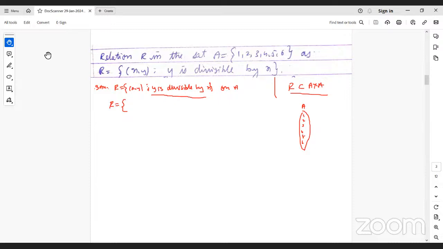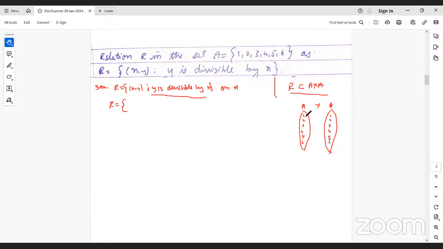Okay, it is consisting of 6 elements. So just try to understand this. It is consisting of 6 elements: 1, 2, 3, 4, 5, and what? 6. So this is the set A cross A.